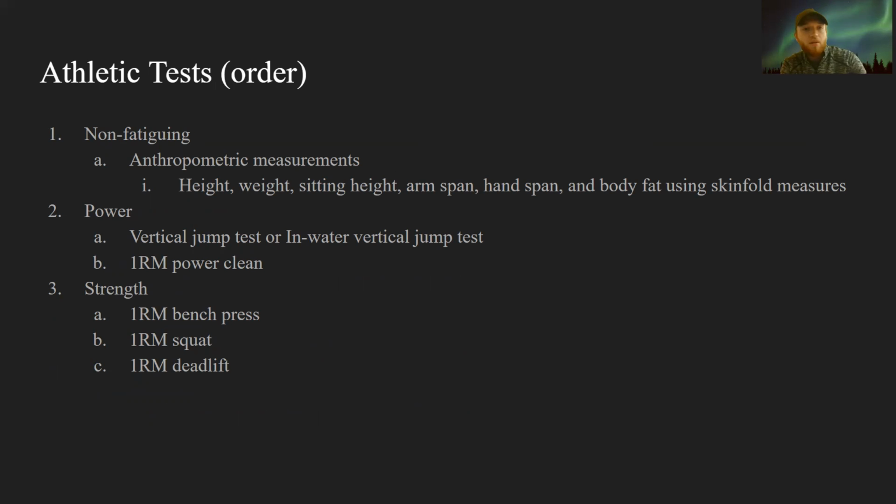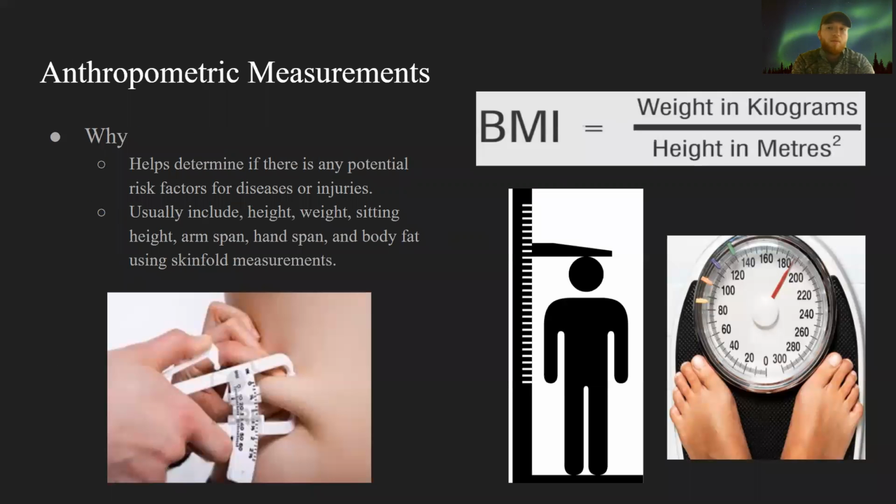So this is the order of our athletic tests. For the first athletic test, we chose it first because it is a non-fatiguing test, and it is the anthropometric measurements. We chose this because they are important to take because it allows us to figure out if our athletes have any risk for illnesses or injuries. Then their measurements are a good thing to test again later to help see progress in the athletes.